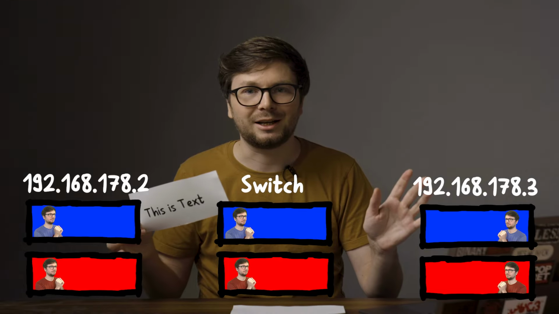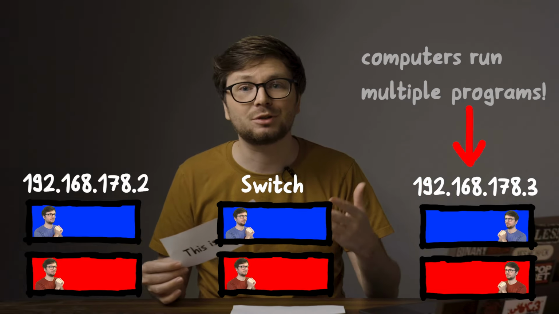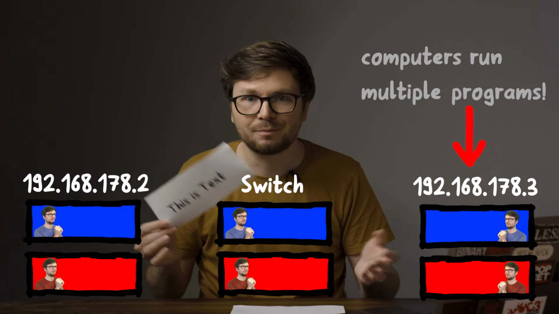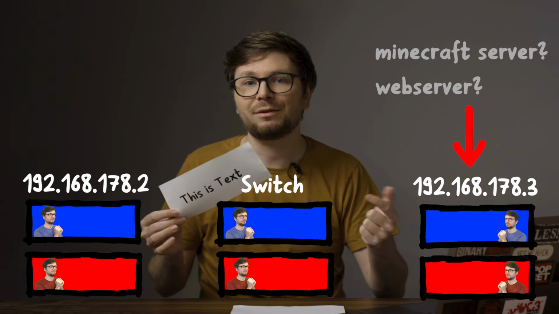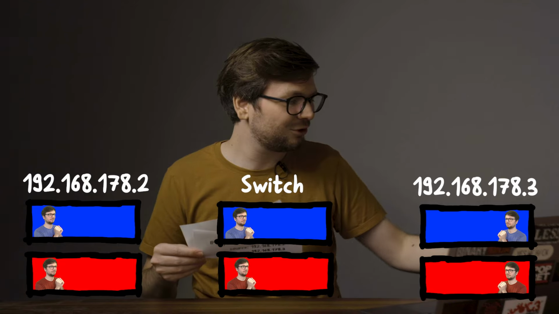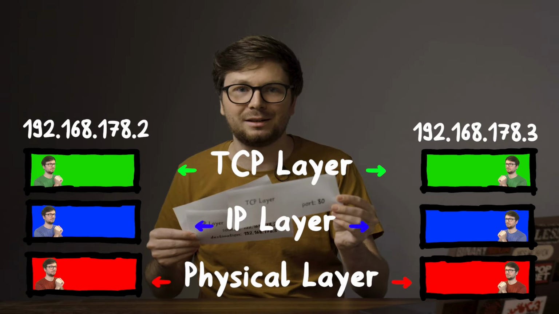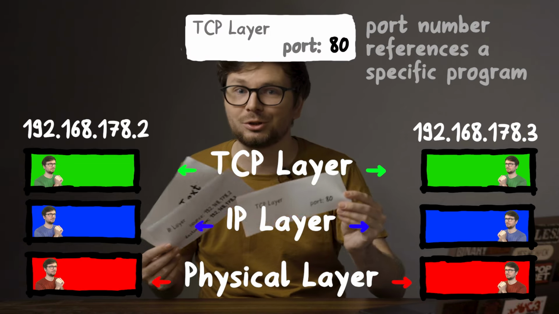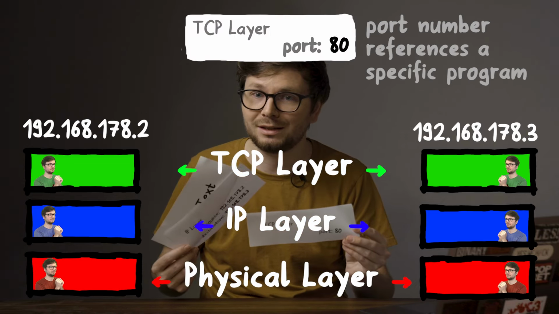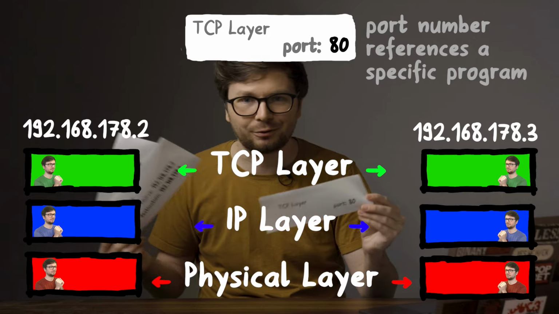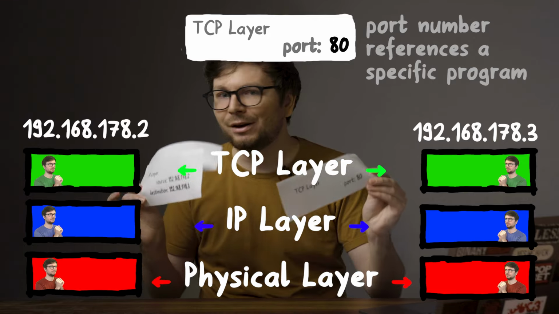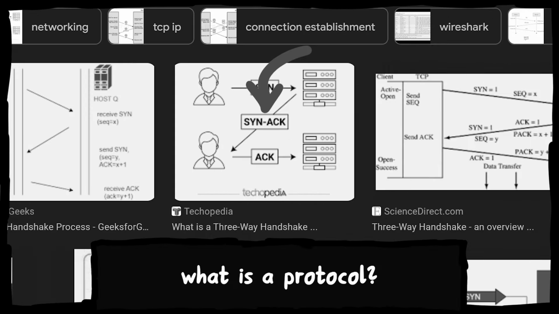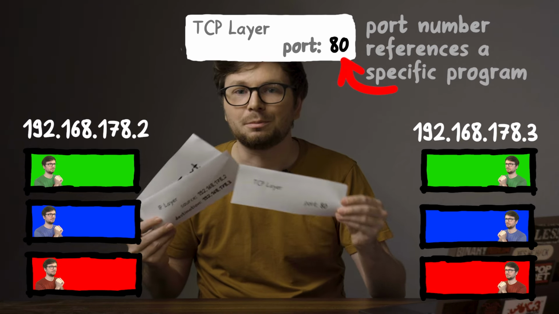However, this is also not enough yet, because there are multiple programs running on each computer. How do we know which program should receive this text? For example, there could be a web server and a Minecraft server running on here. So let's introduce another layer, the TCP layer. The TCP protocol is very complex, and not only does it contain a number called a port, which is used to decide which program gets the data, but it also involves a complex back and forth to ensure data was really received. I don't want to get into those details here. In the last video about what is a protocol, we already mentioned this a bit. For us, we just focus on the port number.